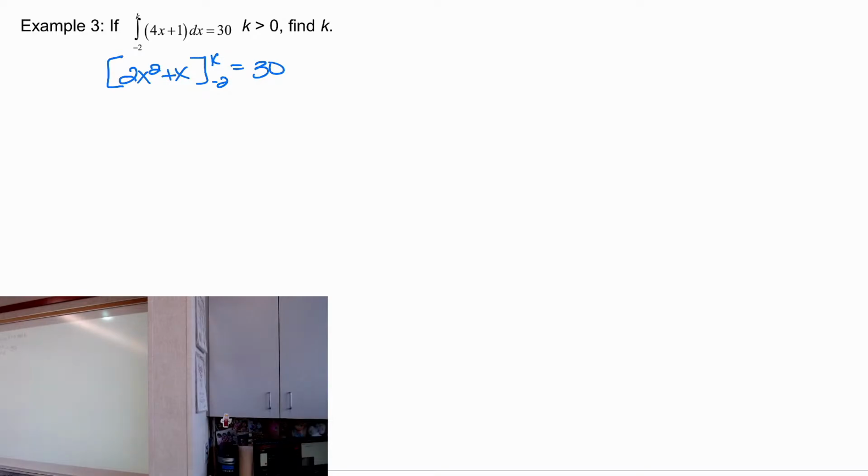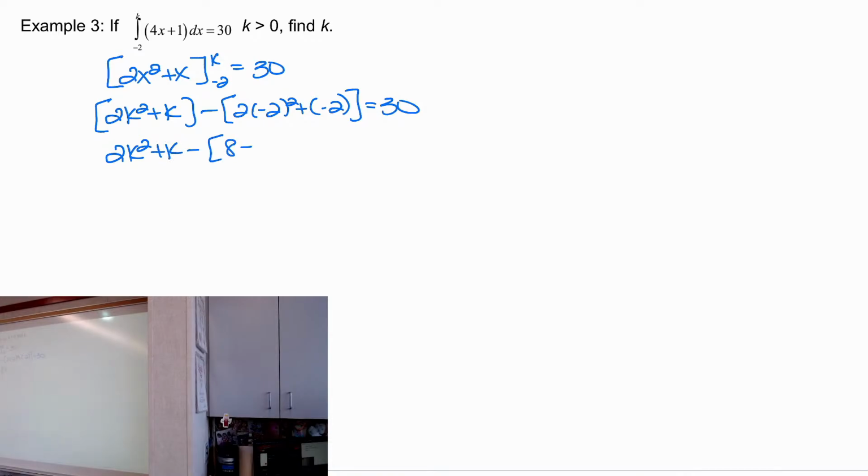To solve for k, I'm going to plug in k for my x's, and then subtract what I get when I plug in negative 2 for my x's. So now I'm going to evaluate. 2k squared plus k minus 8 minus 2 is equal to 30. So I have 2k squared plus k minus 6 is equal to 30.